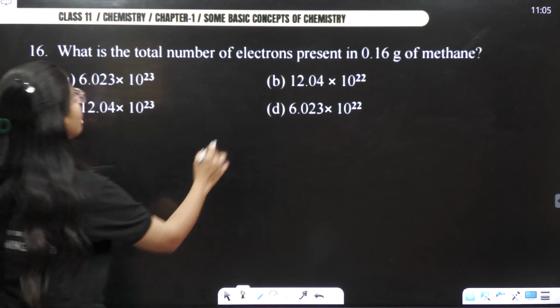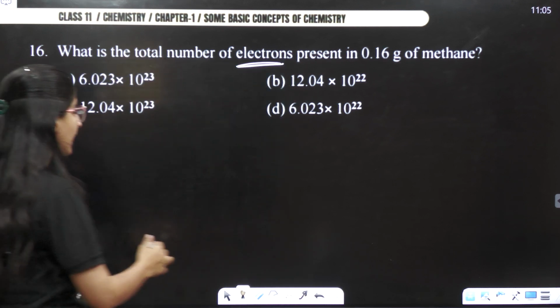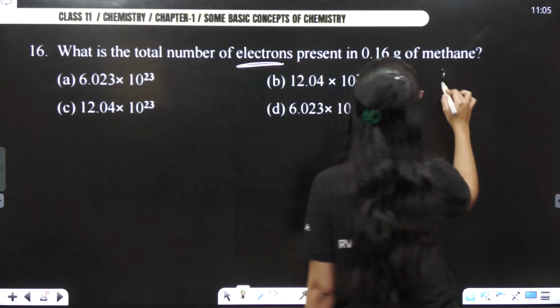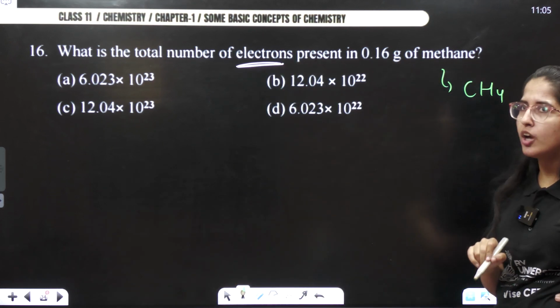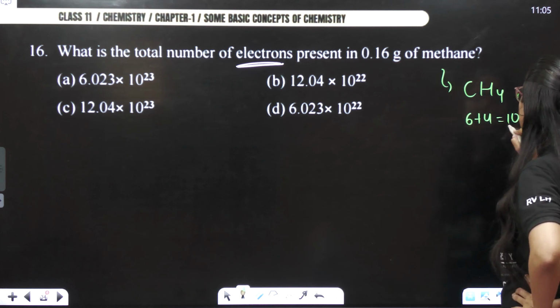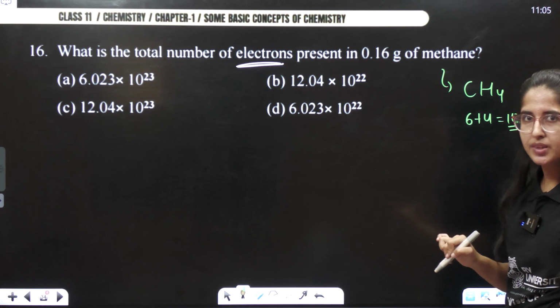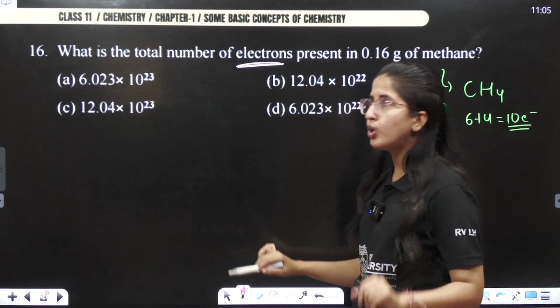So how many electrons are there, they are asking. Correct. So now if I take methane here, methane is nothing but CH4. How many electrons are present in one molecule of methane? So here it will be 6 plus 4, that is 10 electrons in one molecule. Correct. Now let us come. How many molecules are present in 1 mole of methane?